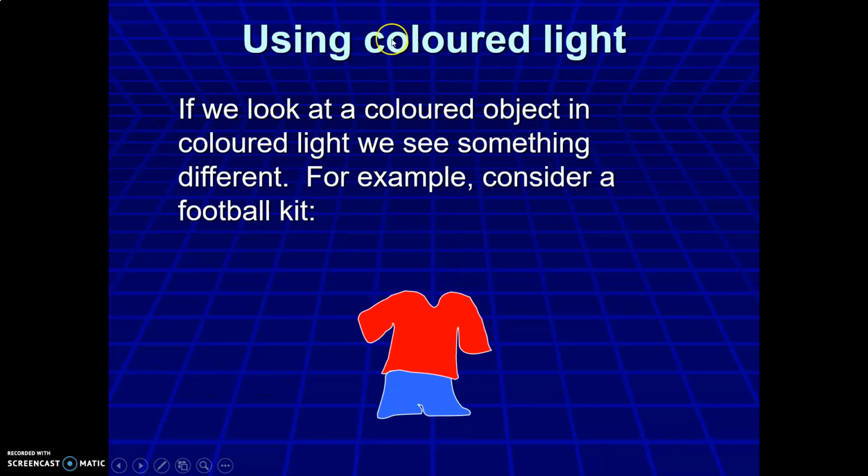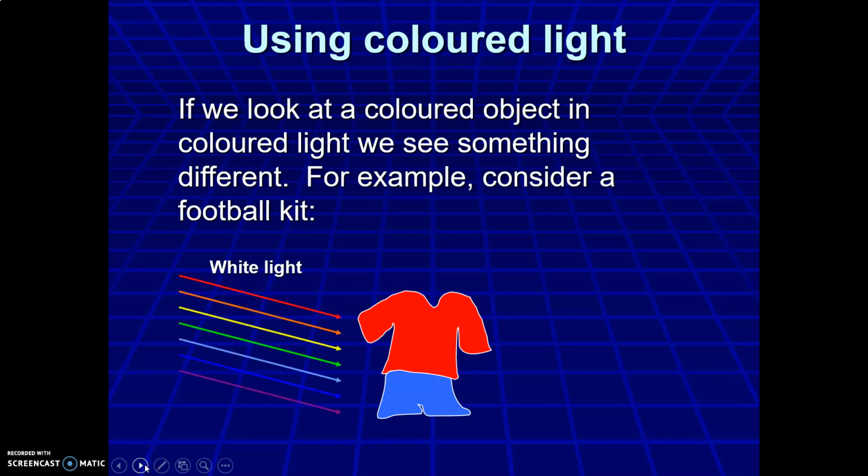Using colored light, if you look at a colored object in colored light, you will see it differently. For example, this is a football kit, a shirt and a pair of shorts. In white light, we can see that the shirt is red. The spectrum is absorbed and only red is reflected. That's why it appears red. And the shorts absorb all the spectrum and only blue is reflected. That's why we can see the blue.